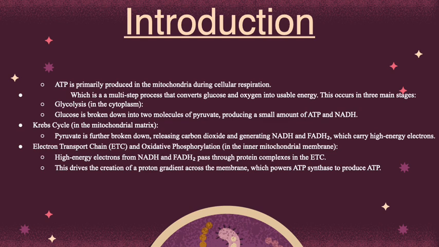Then it goes into the electron transport chain and the oxidative phosphorylation process, where the high energy electrons from NADH and FADH2 pass through the protein complexes in the electron transport chain. This drives the creation of a proton gradient across the membrane, which then powers ATP synthesis to produce ATP.